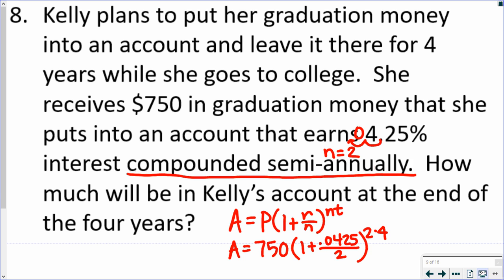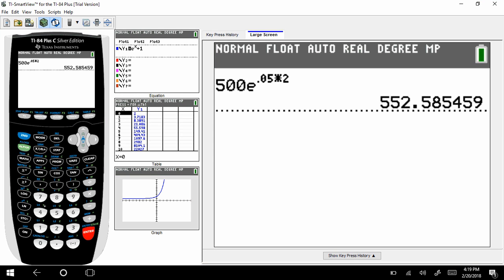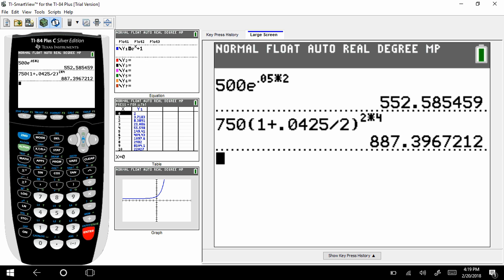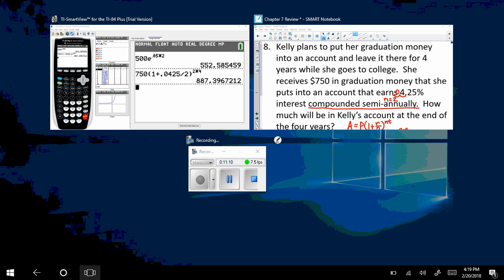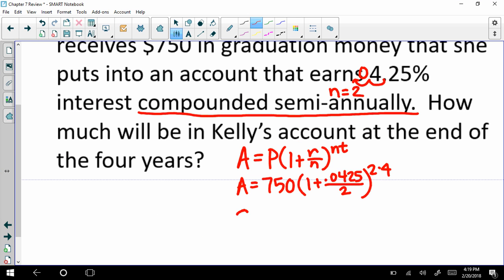Okay, so let's type that in. So 750 parentheses 1 plus 0.045 divided by 2 raised to the 2 times 4. And again, since this is money, 2 decimal places make sense. So $887.39. I would also take if you rounded it to 40 cents. So $887.39. So that's your final answer.